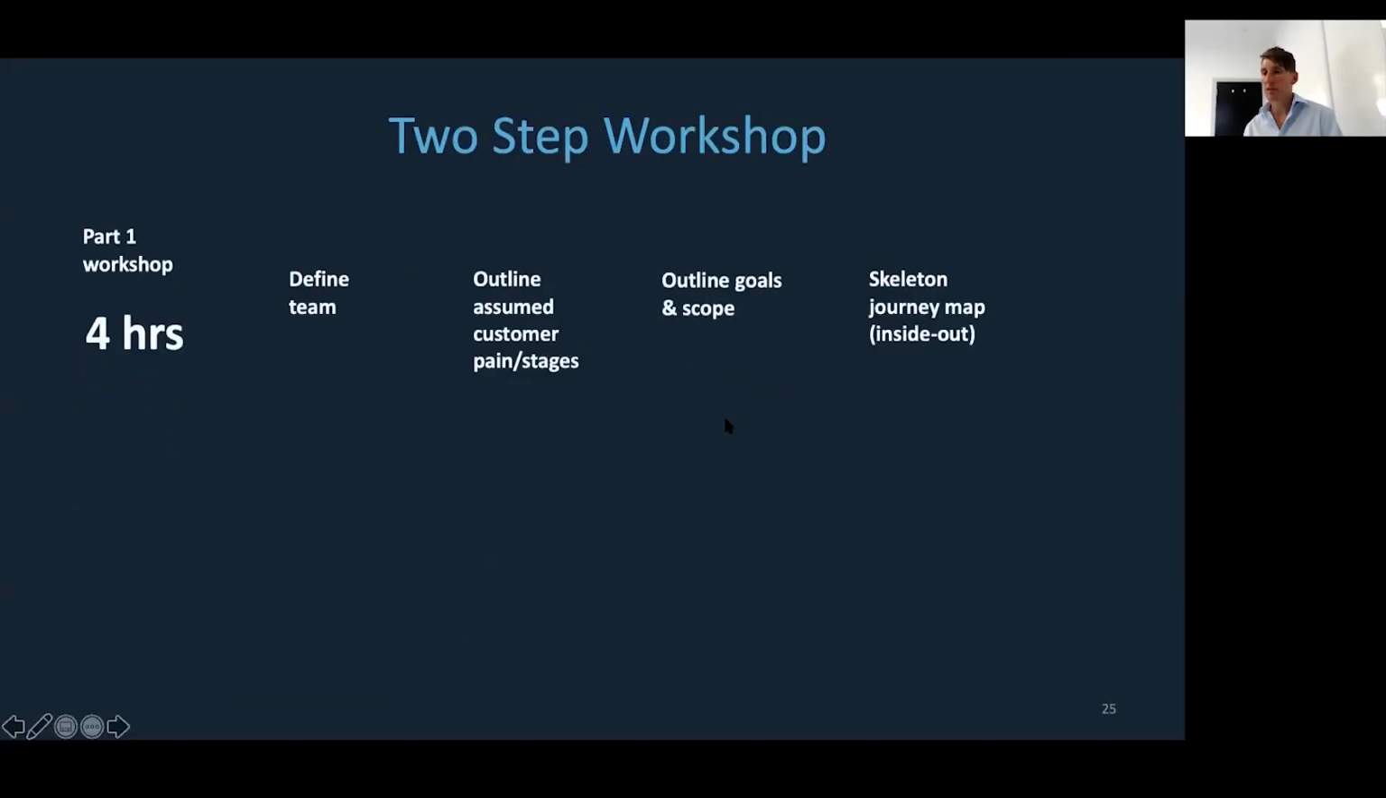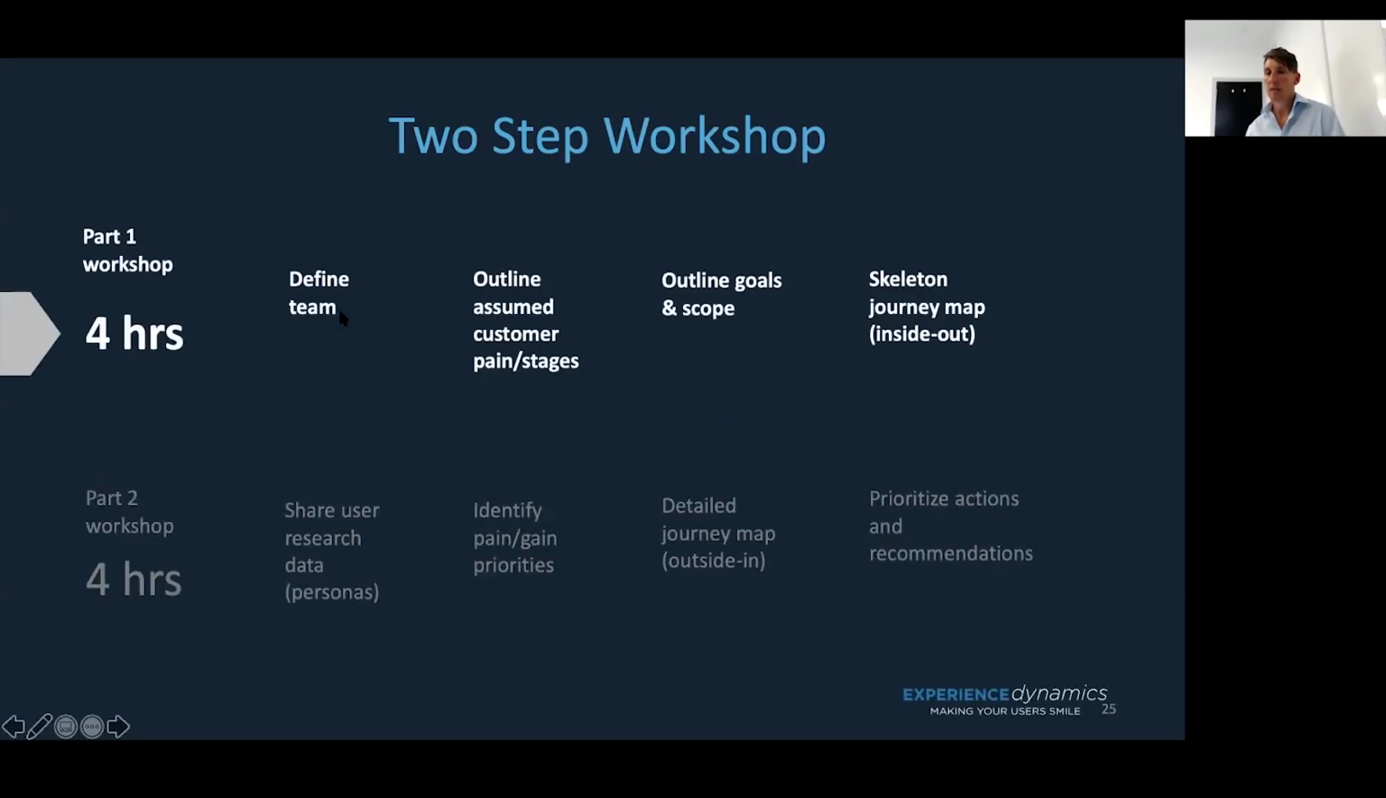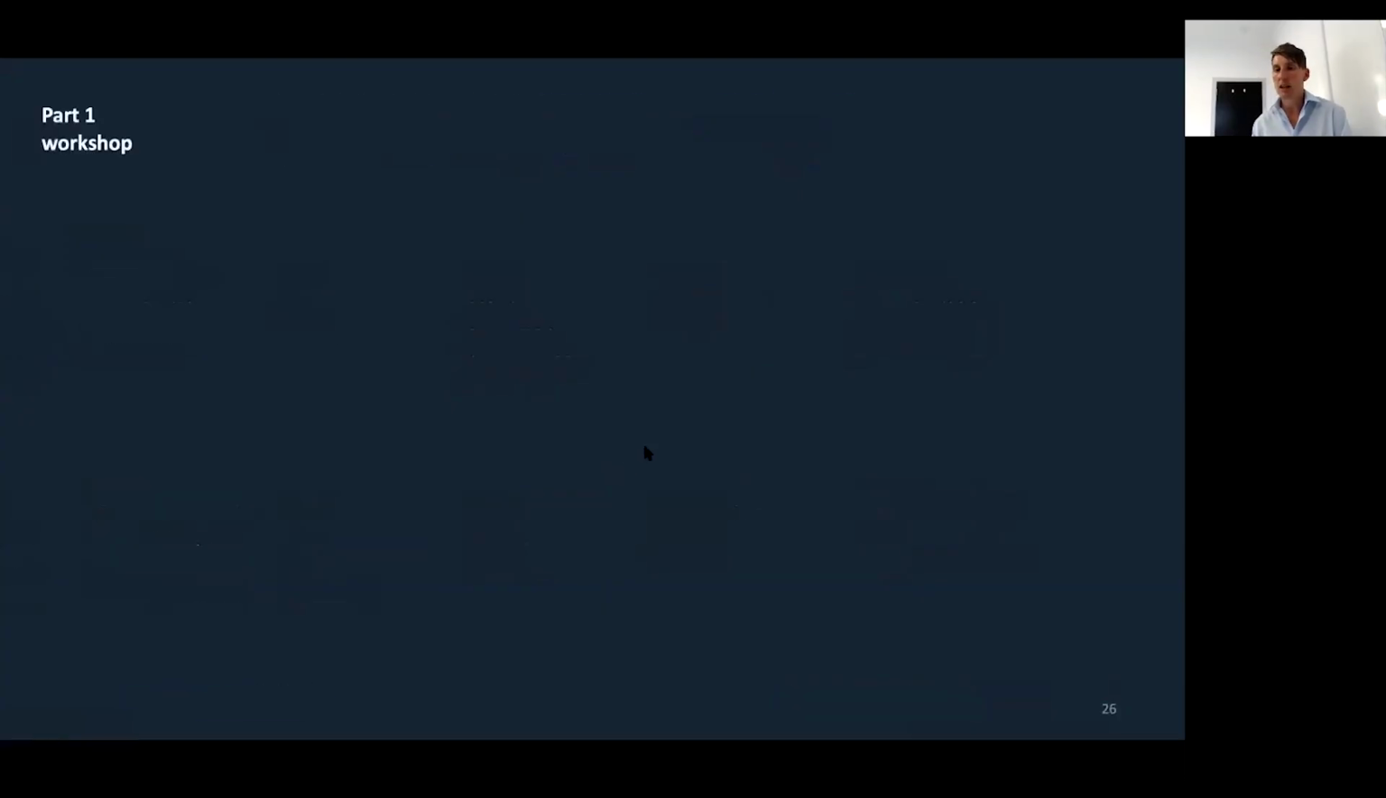That takes us to our two-step process. Remember in part one, we defined our team. So we're going to do that. We're going to outline those stages, those pain areas and stages, the goals and scope of it, and create that skeleton, right? And just to flag it, it's inside out. In other words, it's the company's idea of your assumptions, if you will. In part two, we go deeper and ground it based on the actual workshop.